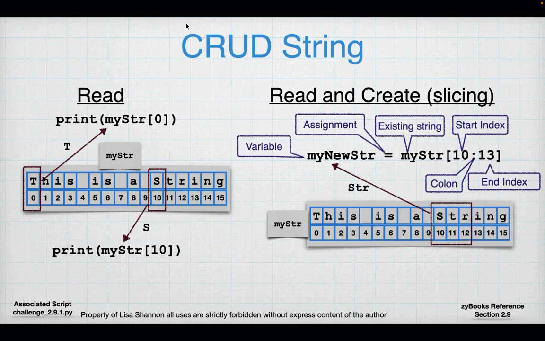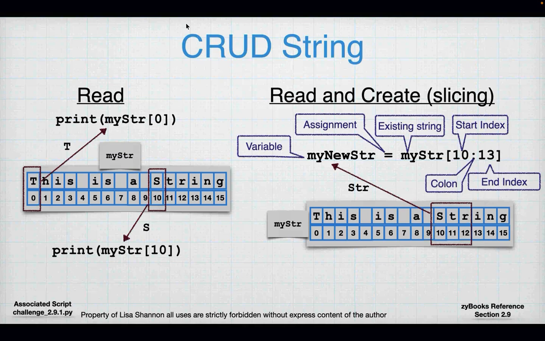So I have a string called Meister. It goes from index value 0 to index value 15. I want to create a brand new string called MyNewster just from the 10th, 11th, and 12th characters, or indexes, in my string, in Meister. The way I do this is a special notation provided by Python. Let's read the whole thing.